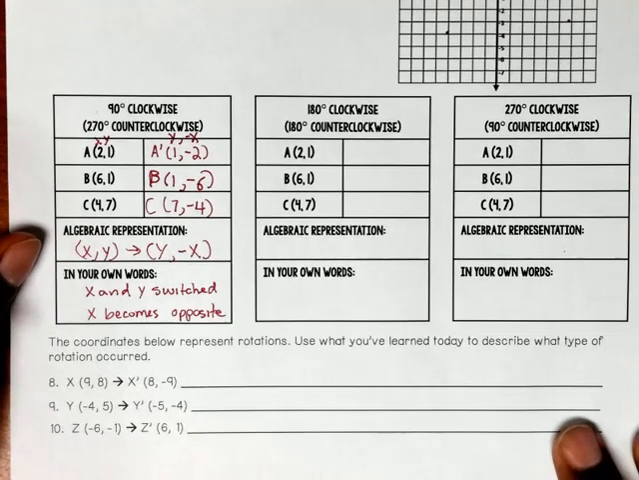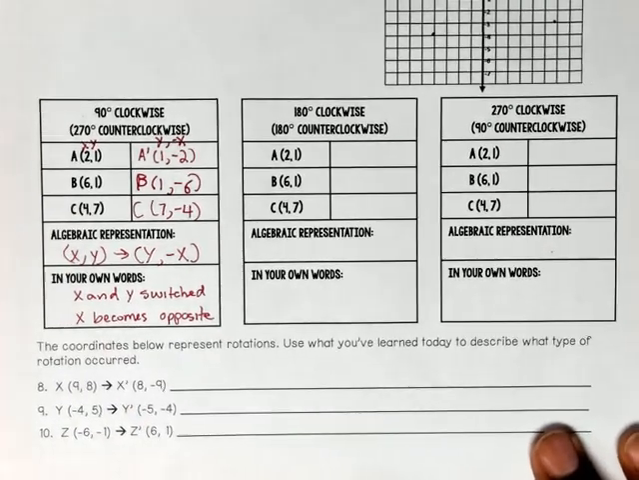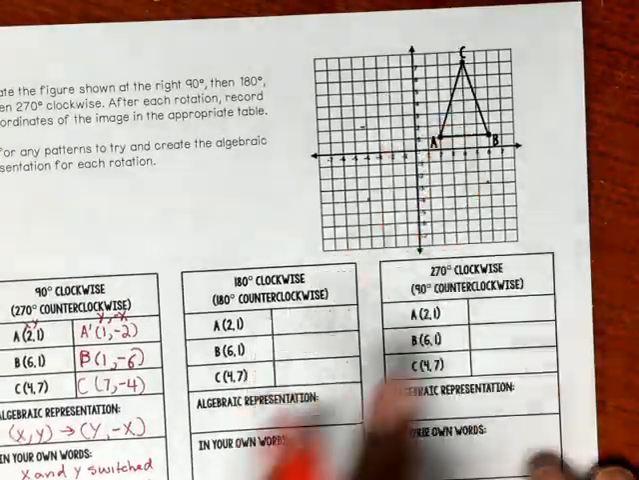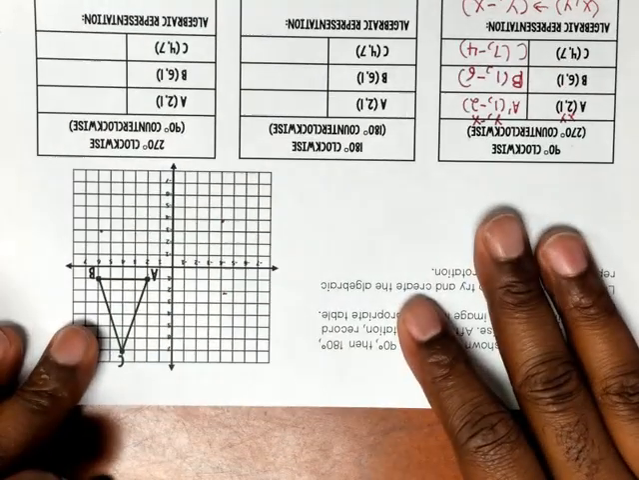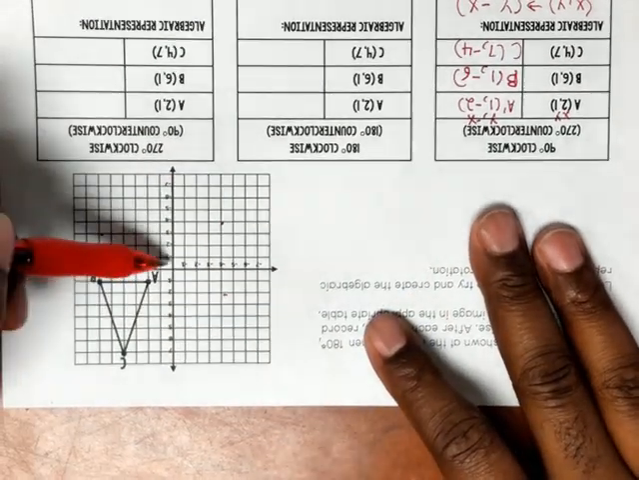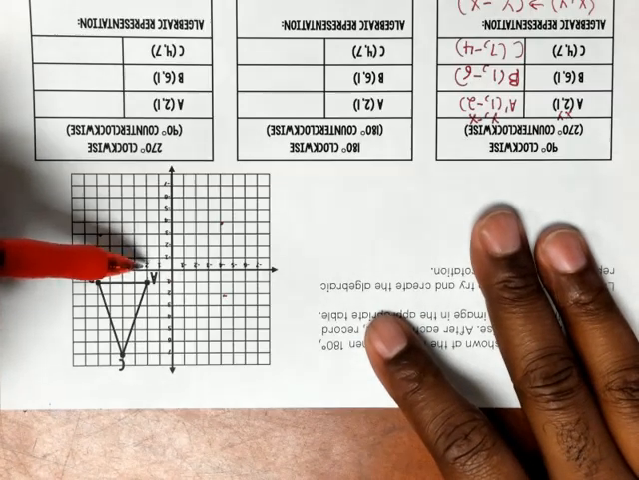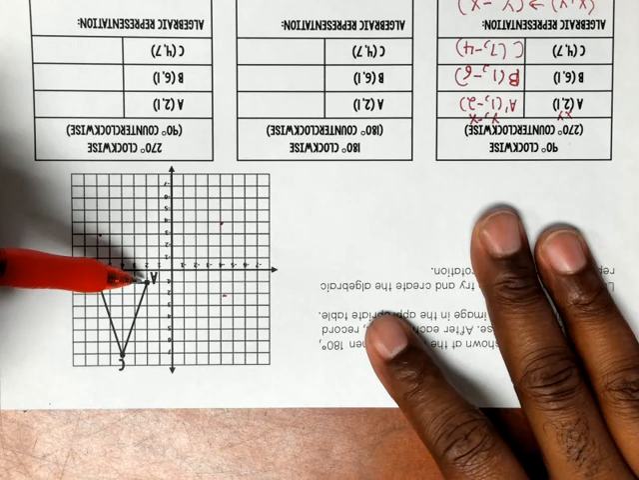Remember, 180 degrees clockwise or counterclockwise is 2 turns. So we'll go up here and turn this. So 1, that's 90 degrees. 2 is 180 degrees. So now if I were to count over here to go across, we go 1, 2. So negative 2, negative 1. So that's A, negative 2, negative 1.